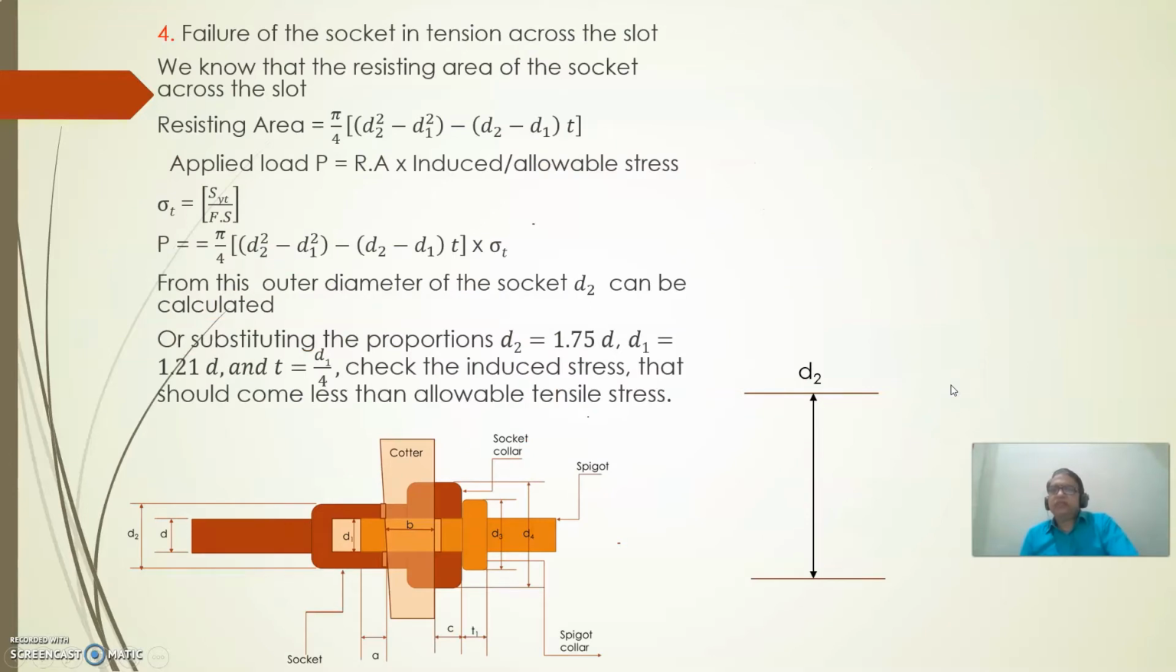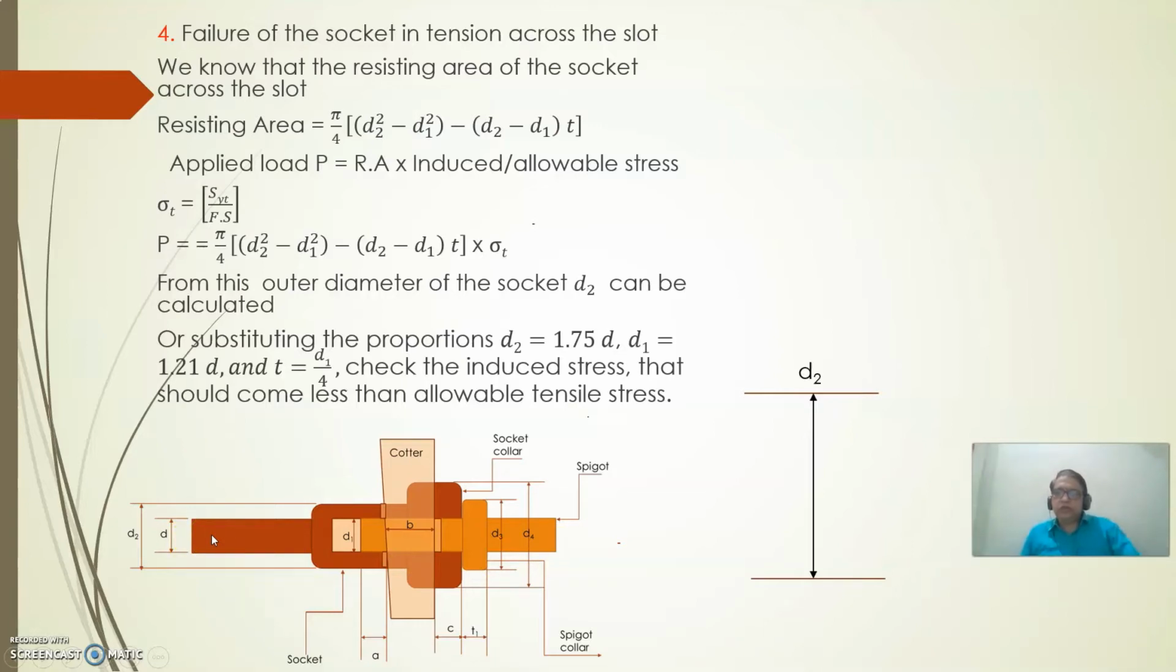After this, I have to cover failure of the socket in tension across the slot. See here, this is the figure. You just go through this figure, and this is the socket where the quarter is inserted. Now this quarter is subjected to a tensile load.